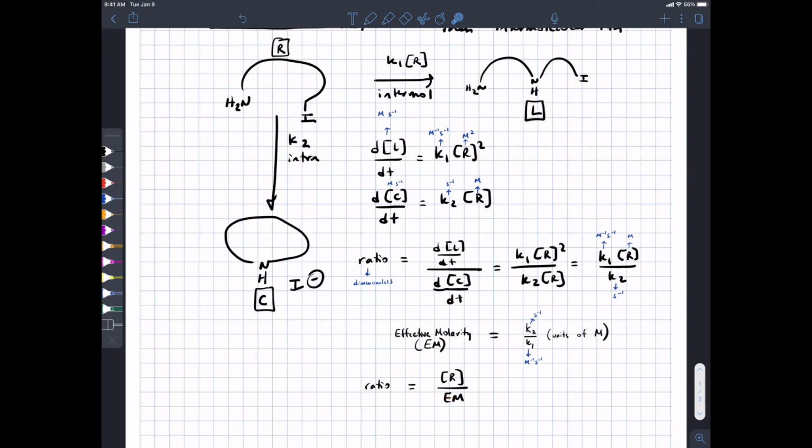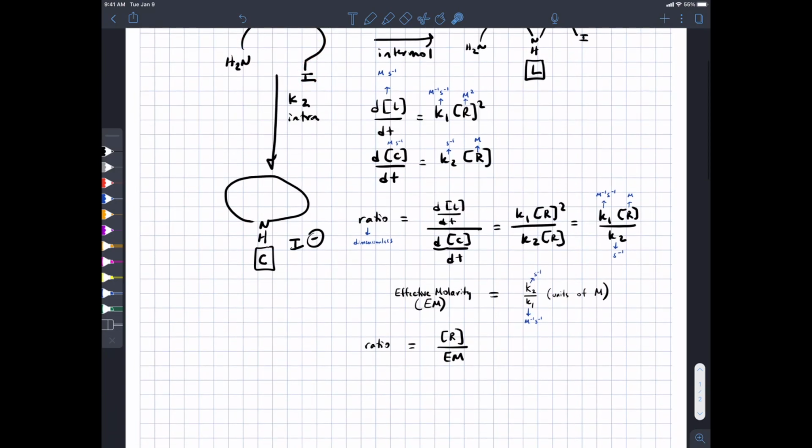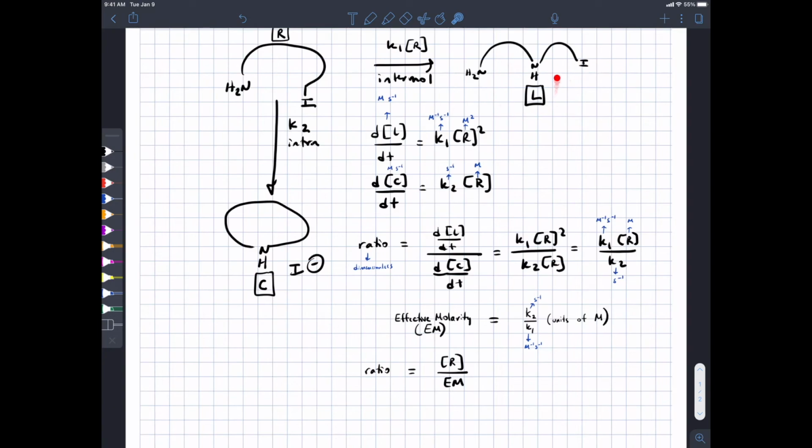So effective molarity is the concentration that you need to have R at in order to compete with the intramolecular reaction. Another way of thinking of effective molarity: the nucleophile and the electrophile are in the same molecule. How concentrated does the nucleophile feel that the electrophile is when they're covalently attached? If your concentration of starting material is above the effective molarity, then you can get dominance of linear product. If it's below the effective molarity, you can get dominance of a cyclic product.